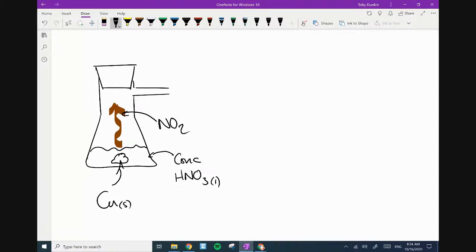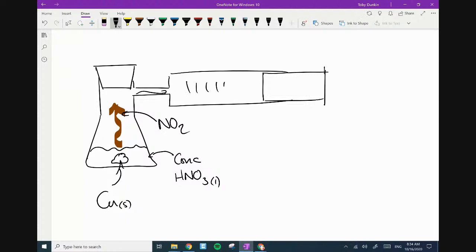Now that NO2, of course, is going to come through the delivery tube, and what we're going to collect it in is a gas syringe. Sorry for my poor gas syringe. Whenever you draw a gas syringe, you must include the scale, by the way. So this brown gas is going to fill the gas syringe. Like that. There we go.